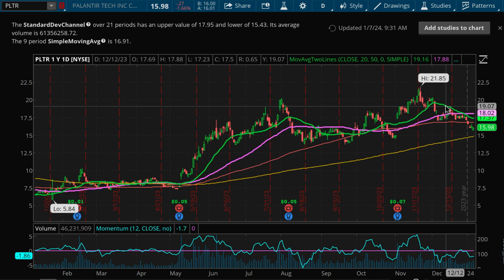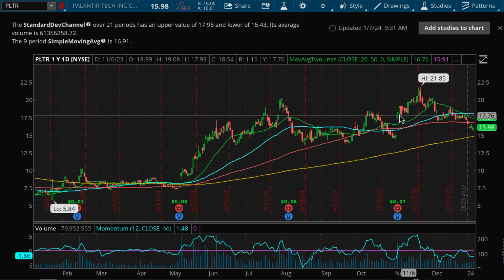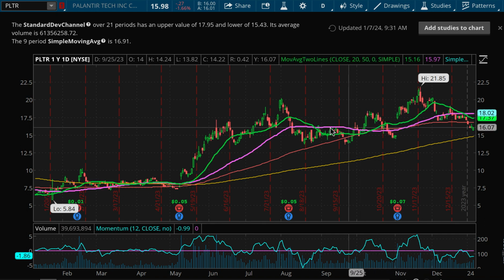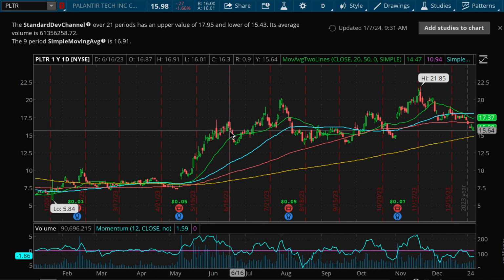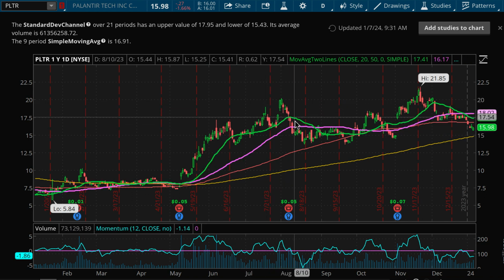Back to Palantir. What is it that you see in front of you that caught your eye right away? For the seasoned trader, I'm sure you can see it. For the noobs, the one thing that should stand out right away is, you know how Palantir dipped, went up, dipped, dipped, dipped.